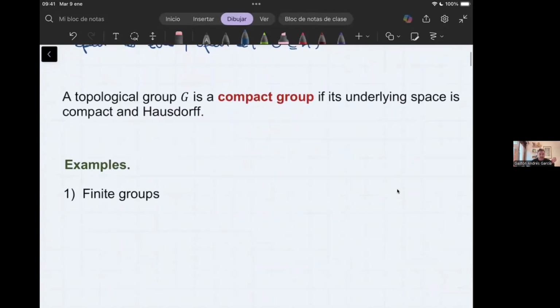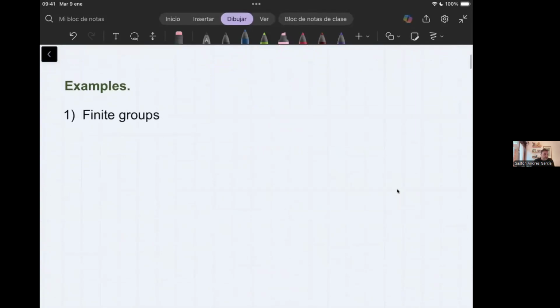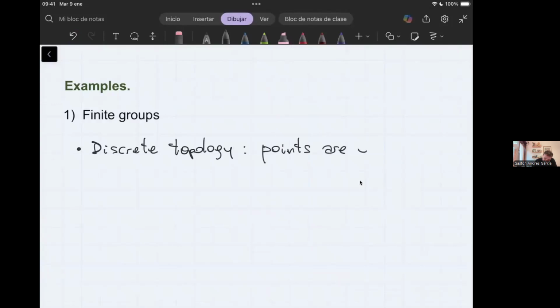So the first trivial examples are given by the finite groups. So finite groups are compact groups with which topology? We have to define the topology. So we fix the discrete topology, which means that the points are the open subsets. Or open, of course, they are also closed sets. I cannot write, so sorry. I have a lot of jet lag.